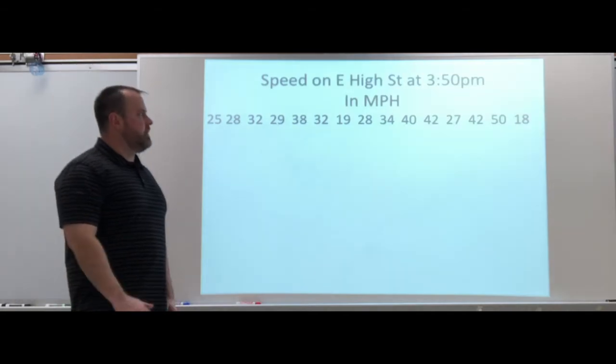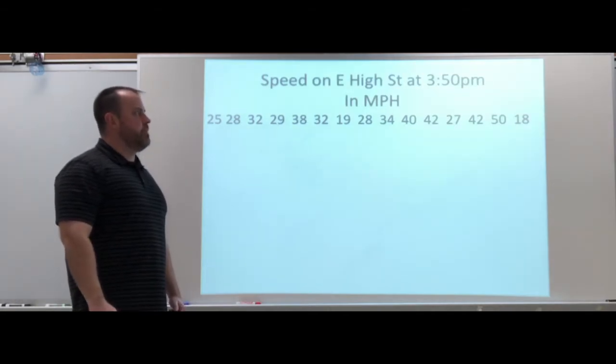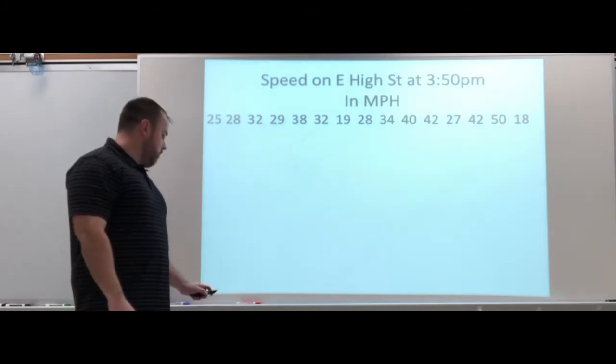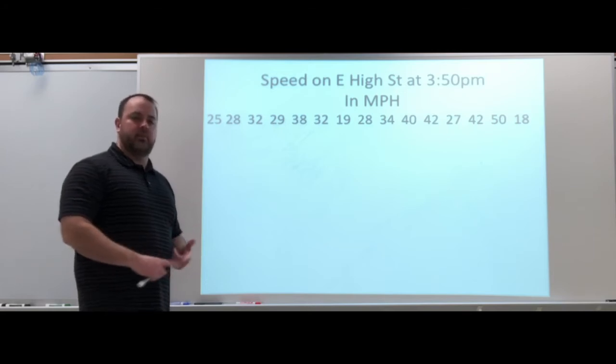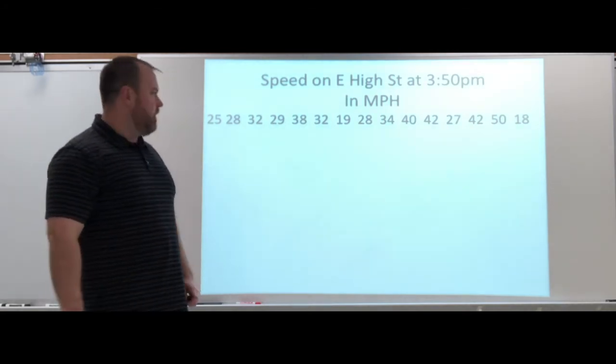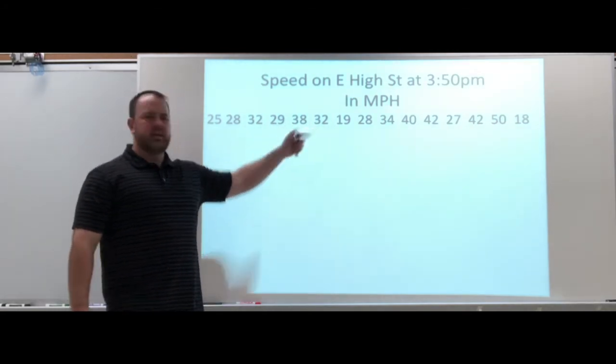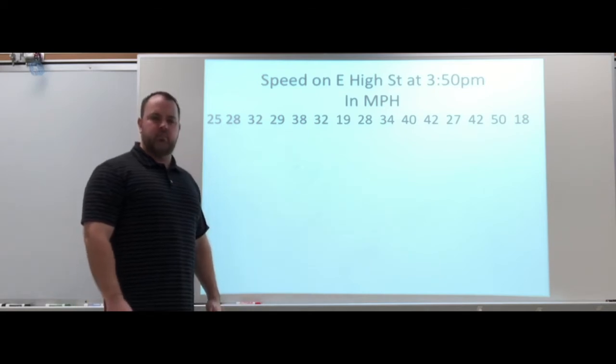Here's our data set: speed on East High Street at 3:50 p.m., in miles per hour. Now, to put together a histogram, first we're going to put together a frequency table. That's organizing our data. You need to look at your data set and decide what intervals I'm going to count by.